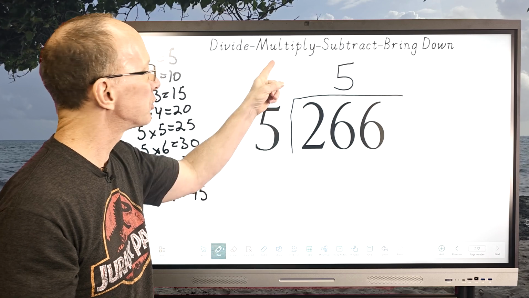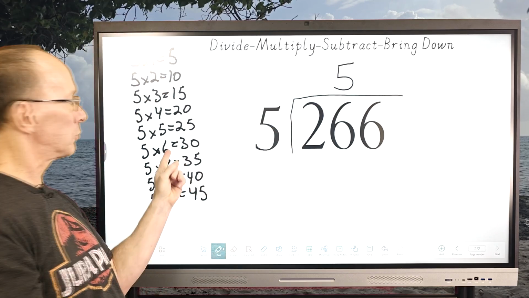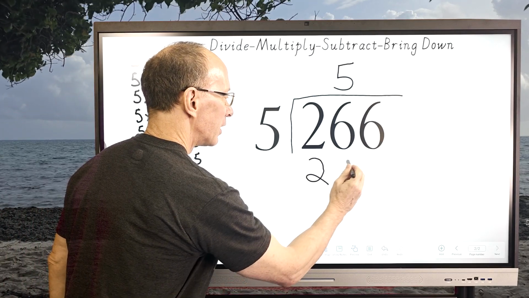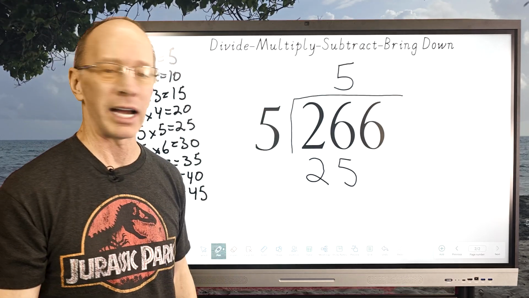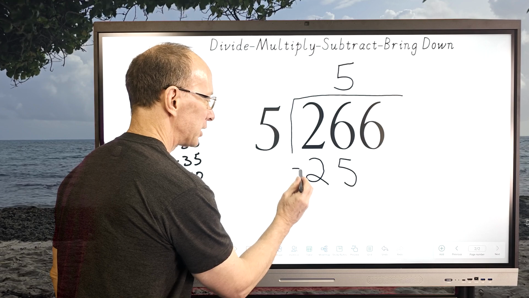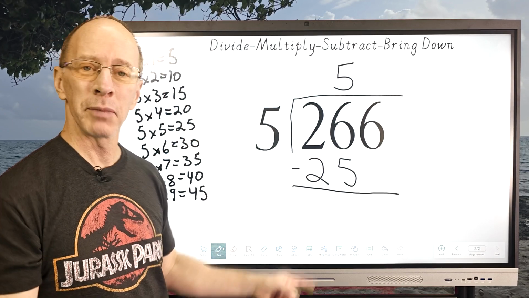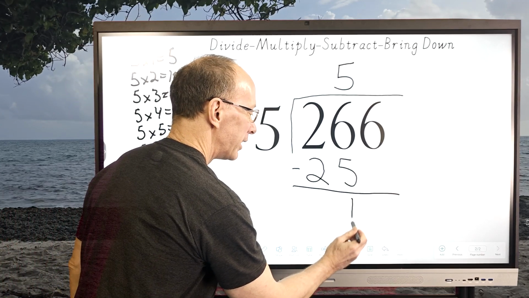The next step is to multiply. So I'm going to take 5 times 5 equals 25. So go ahead and put 25 right here. And then my next step is to subtract. So I'm going to put the subtraction sign right here, and then I'm going to subtract it. 6 minus 5, uno, 1. So I'm going to put the 1 right here.